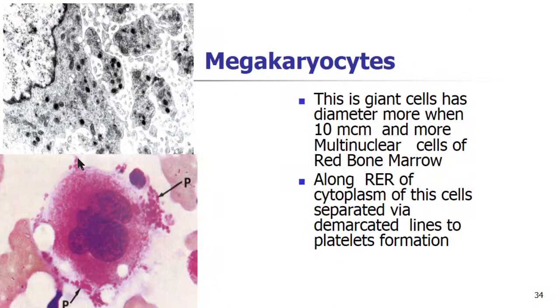Megakaryocytes. These are giant cells which never migrate from the red bone marrow, because they produce the platelets. Look at this one. We have seen megakaryocytes with many nuclei, multinucleated cells, and we have components of cytoplasm separated like platelets. Here the nucleus of the megakaryocyte is also visible, and the component of cytoplasm which is separated via demarcation lines to form platelets. Ordinarily, these demarcation lines are the result of long rough endoplasmic reticulum. In the cytoplasm, these cells are separated.